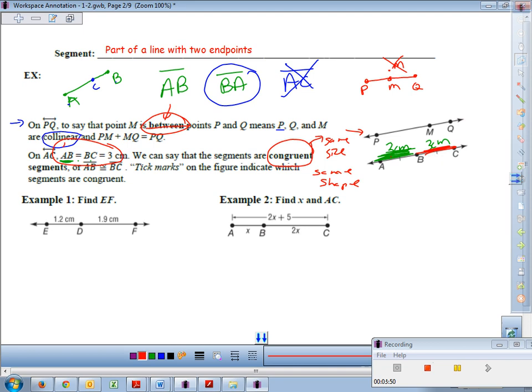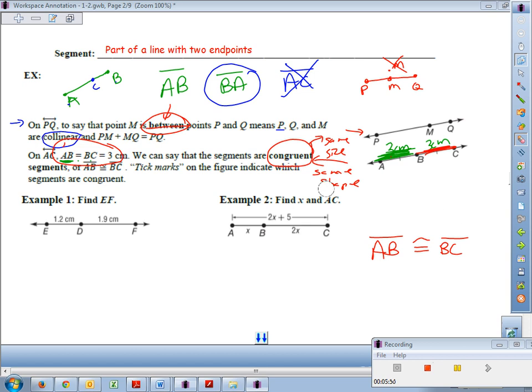First of all, they're the same shape. Aren't they both segments? Right? Are they the same size? This is 3 centimeters long. That's 3 centimeters long. Well, they're congruent to each other is what that means. And now we'd say this: segment AB is congruent to segment BC, which is written right there.